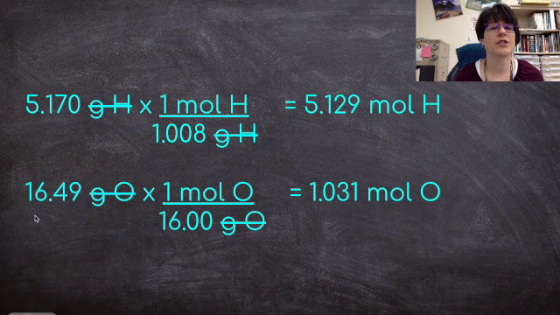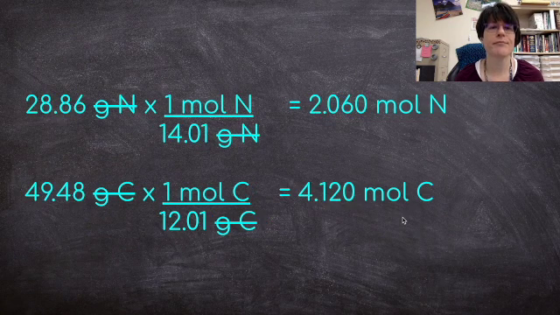We do the same for oxygen. There's 16.49 grams of oxygen. We divide by the molar mass, 16.00, do that conversion, and we get 1.031 moles of oxygen. We then do that for nitrogen. Nitrogen, 28.86 grams of nitrogen. We divide by 14.01 grams of nitrogen in 1 mole, and we get 2.060 moles of nitrogen. And finally, we have carbon, 49.48 grams of carbon. We end up dividing by 12.01 grams, the molar mass, and we get 4.120 moles of carbon.